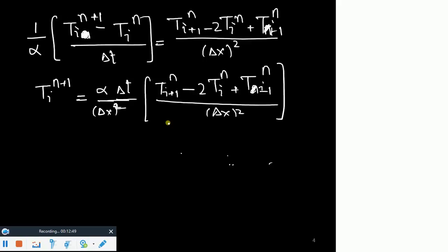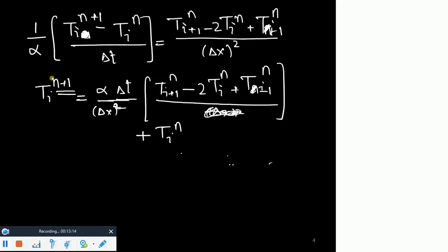Oh yes, that has already come out. And then finally I would have plus ti n, right? So this is the simplified form. Now just look at that. You want to find out the value at the next time level, and you know all the values at the previous time level. Just look at it very carefully.